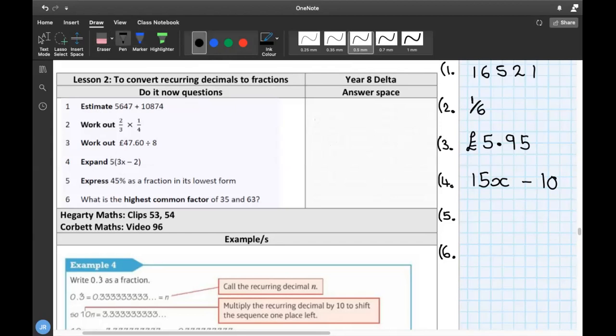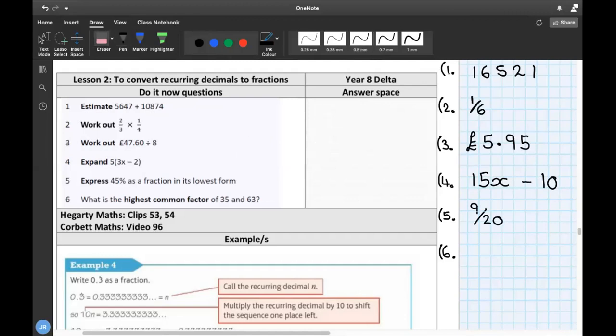Next, 45% as a fraction in its lowest form. Well, 45% literally means 45 out of 100. But these numbers have a 5 and a 0 on the end of them, so that guarantees them to be in the 5 times table. So we can simplify by dividing both by 5. 45 divided by 5 gives me 9. 100 divided by 5 gives me 20. You can think about 10 divided by 5 giving me 2, so 100 divided by 5 will give you 20. We cannot simplify this any further, so that's going to be our final answer, 9/20.